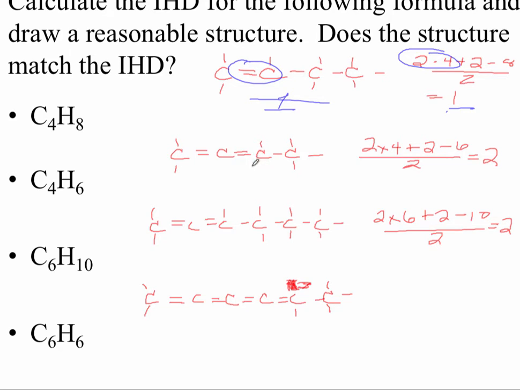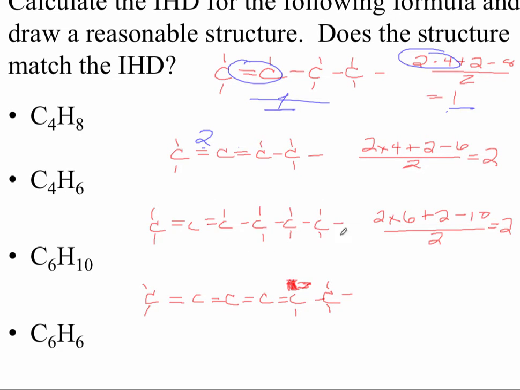Here's my structure for C4H6. I see these 2 double bonds, so I should have an index of hydrogen deficiency of 2. Plug it into the equation, I get the same thing. Here's a structure that I drew for C6H10. Make sure that yours is something similar.